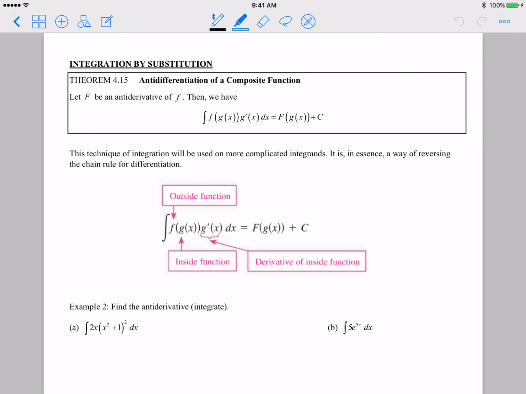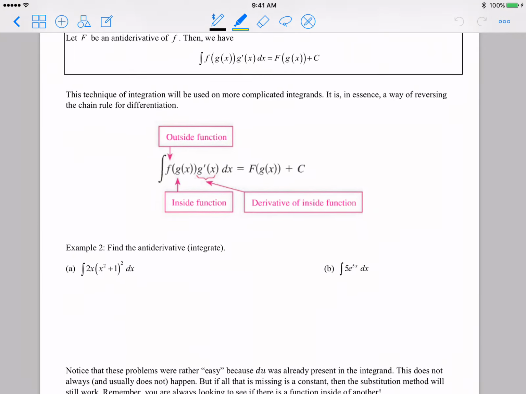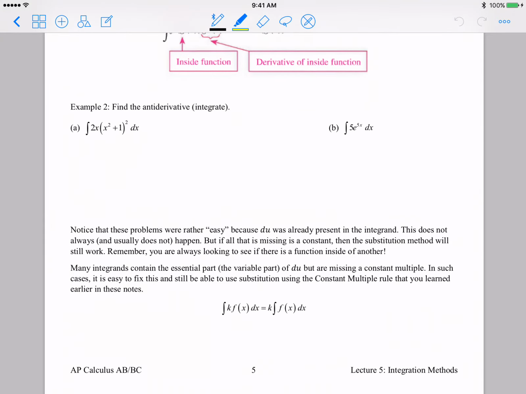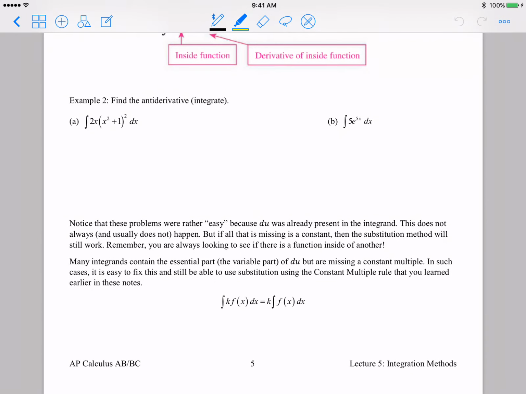So we'll kind of talk about this more in future lectures as well, but the idea behind integration by substitution is to sort of undo the chain rule. So it's in essence a way of reversing the chain rule for taking derivatives. Okay, so example 2, we want to find the antiderivative, which basically means to find the integral.